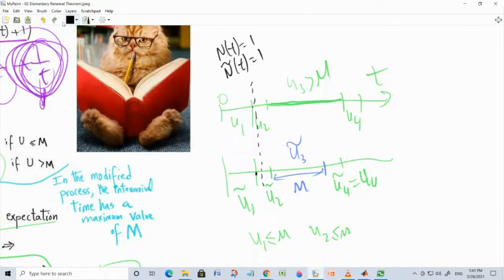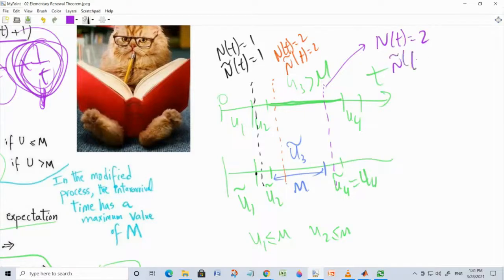Okay, so suppose that you study another time instant. Suppose you study at this time instant. Then N(t) is equal to 2, Ñ(t) is equal to 2. But now suppose that you study this time instant. Here the third arrival in the main process has not occurred yet. So here N(t) is equal to 2, but Ñ(t) is equal to 3. Now we have 3 arrivals, 1 and 2 and 3.